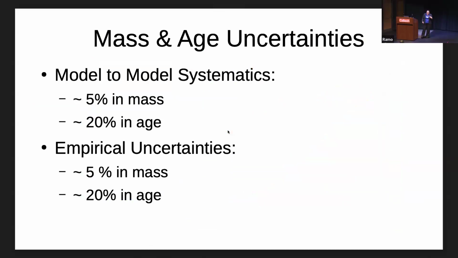And so that means depending on where you are on the HR diagram, which of these is going to matter the most will change. In general, you should assume there's probably model-to-model systematics of about 5% in age and about 20% in mass, and probably empirical uncertainties from propagating your uncertainties on your temperature and your luminosity that are of a similar size. And so you want to make sure you're accounting for both in your problem.